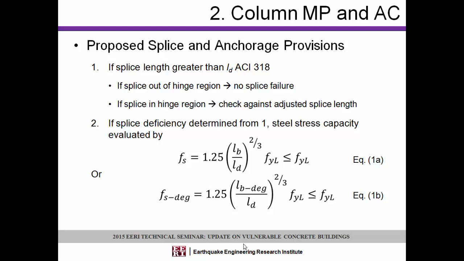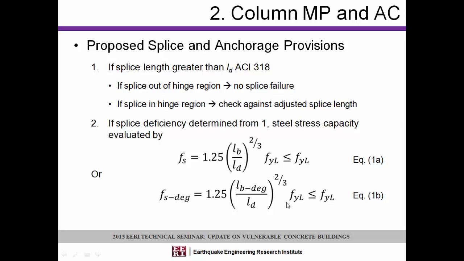And so we are now proposing to change a little bit the provisions in ASCE 41 to say, well, if splice length is greater than the development length in ACI 318, then you should look at whether the splice is out of the hinge regions; you should not have a splice failure. If the splice is in the hinge region, you should then check that ld versus an adjusted length, taking out the damaged region. And if you do have a splice deficiency, then your FS should be evaluated here or here, with the original development length or the degraded development length here.